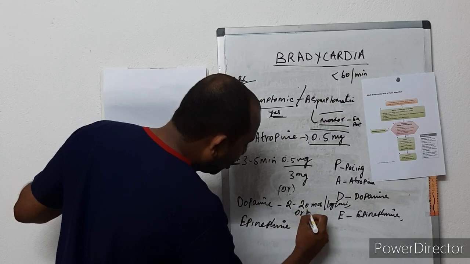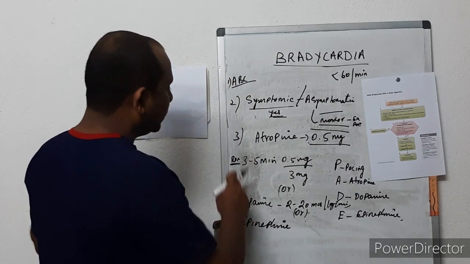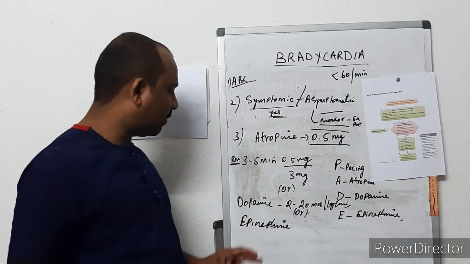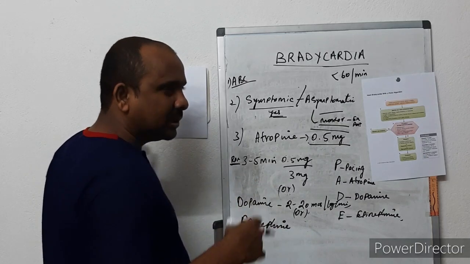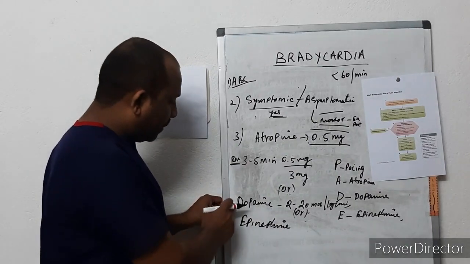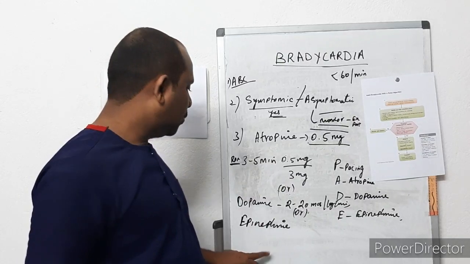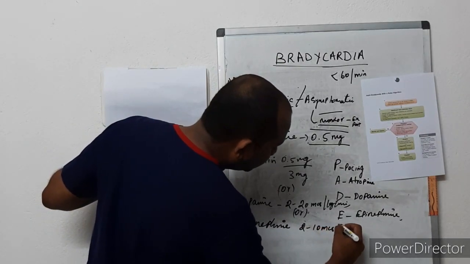Epinephrine, dopamine or epinephrine, not all three together, right? Try with atropine. If it responds to atropine, then it's well and good, stop there. Otherwise, if it is not responding or only transiently responds to atropine, then go ahead with dopamine or norepinephrine or adrenaline. The dose is 2 to 10 mics per minute.